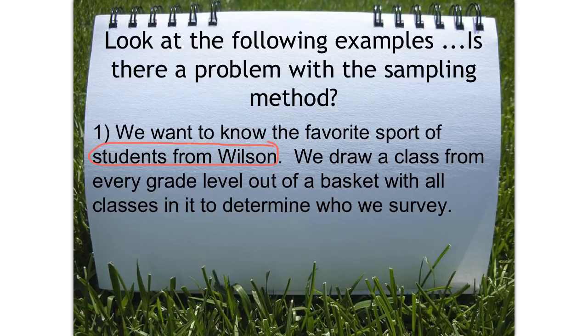So we are going to look for our sampling method, and it says that we are going to draw a class from every grade level. Out of a basket means it's random, and we have all the classes in it. So I think that this one is probably a pretty good survey. It is random because we're drawing out of a basket. It is representative because every grade level is in there. And it's just a small portion of our population of students at Wilson. So we're surveying the students. We have every grade level. It is random. I think it's pretty good.